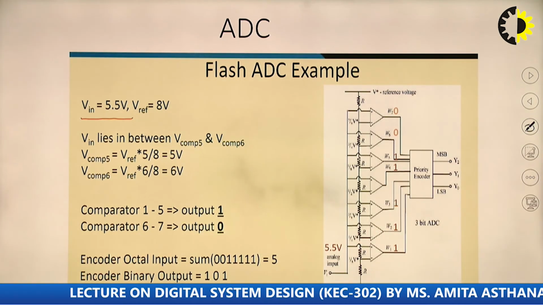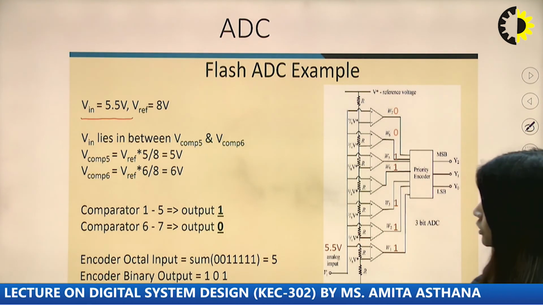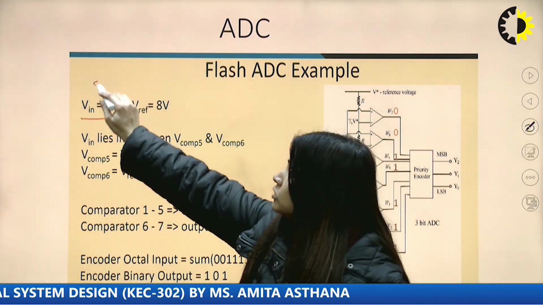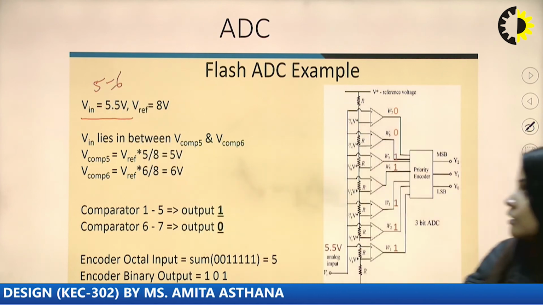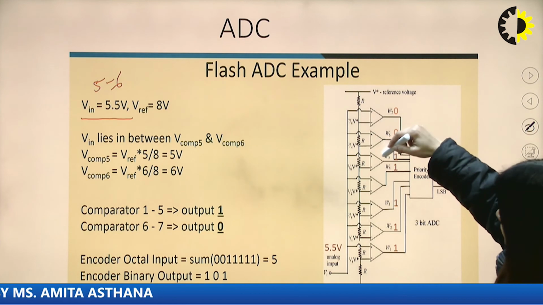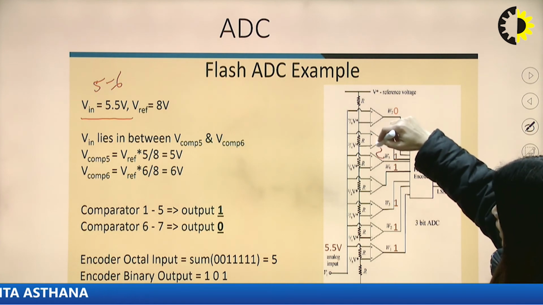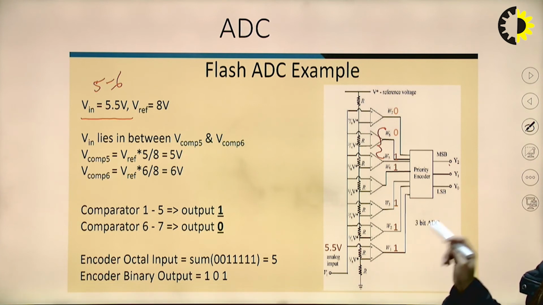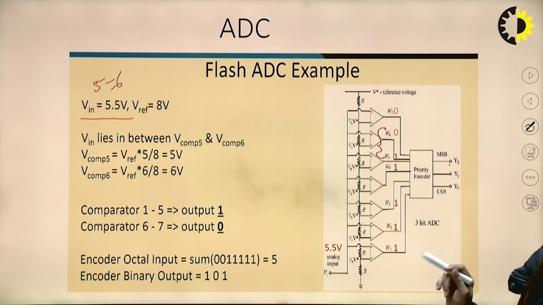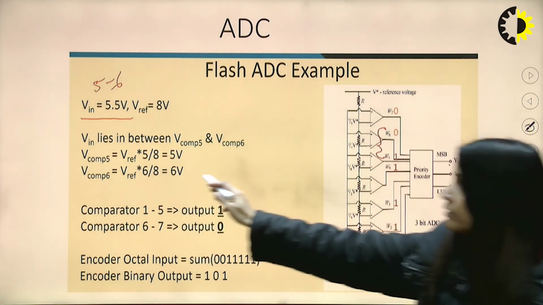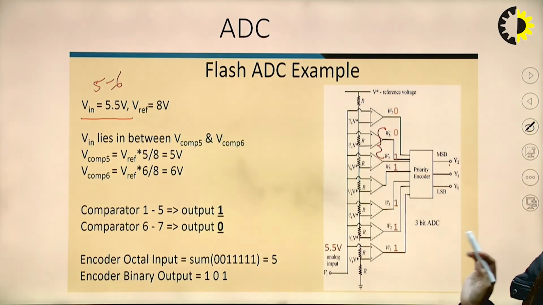Okay, so for a flash ADC example, let's say we are giving some voltage V in as 5.5 volt. The V reference is 8 volt. So V in, looking at this value, is lying between 5 and 6. So let us look at comparator number 5 and 6. The analog value which we are giving should lie between these 5 and 6 op-amp outputs or comparator outputs. So the V5 comparator will be V reference 5 by 8 and comparator 6 will be V reference 6 by 8, that is 6 volt.